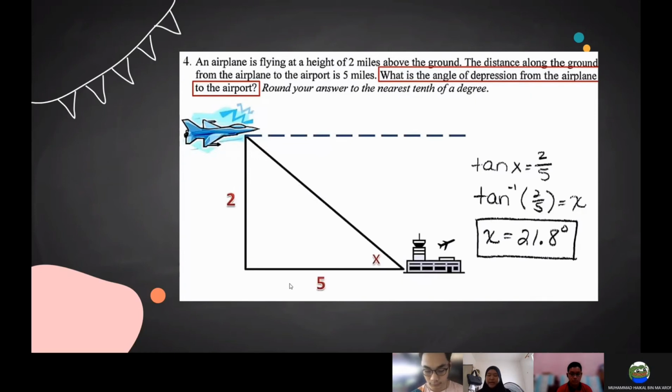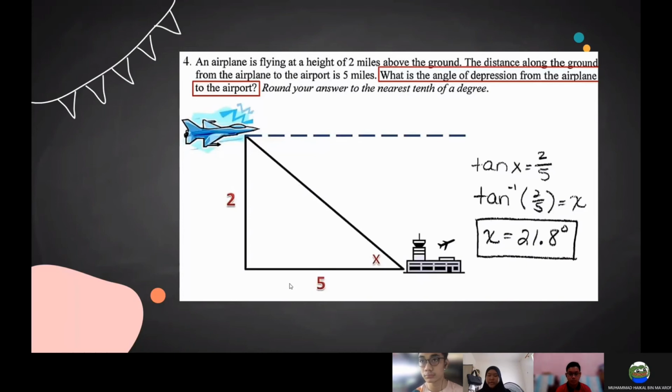I understand that we are trying to find what angle the pilot needs to put the plane down at. The angle that the pilot sees from inside the airplane is the same as the angle someone at the airport looks up to the airplane. So I believe x is the same as the angle of depression.